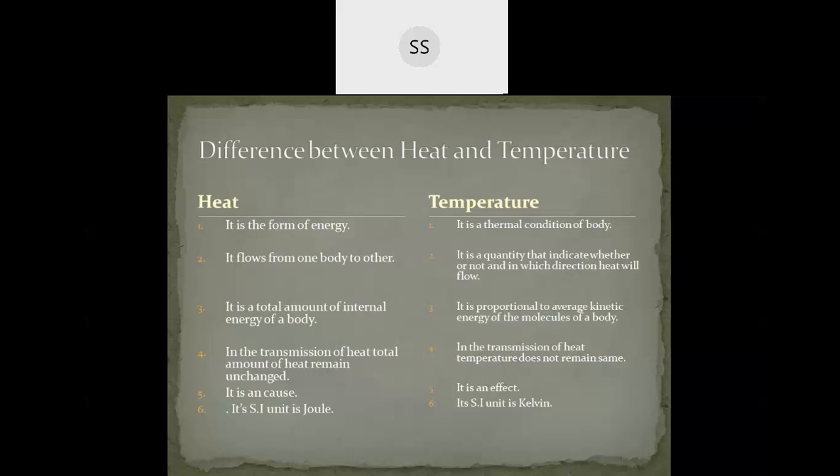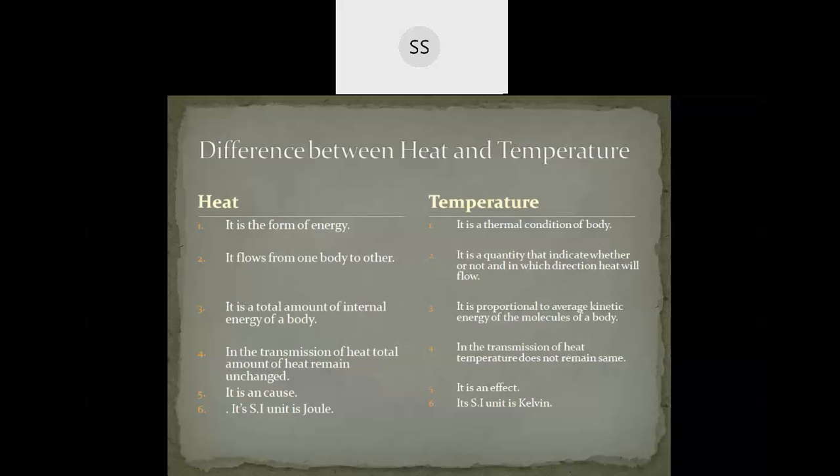Third difference: heat is the total energy of the body, kinetic energy plus potential energy. Temperature is proportional to the average kinetic energy of the molecules of the body. So heat is the total energy, while temperature is related only to kinetic energy.